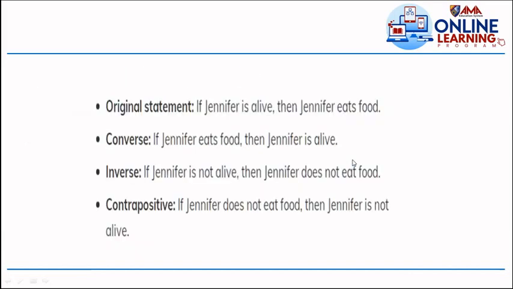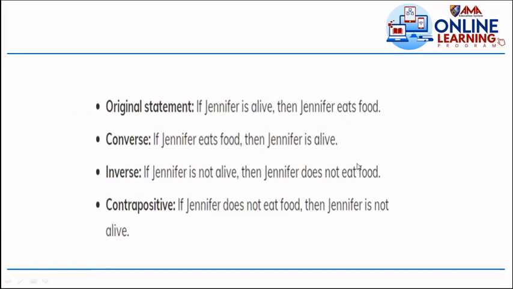Okay? To sum it up, so this is your original statement. If Jennifer is alive, then Jennifer eats food. Yung converse statement niya, ang gagawin is switching. If Jennifer eats food, then Jennifer is alive. Next, we have your inverse statement. Ang gagawin natin sa inverse, i-negate natin, walang switching. If Jennifer is not alive, then Jennifer does not eat food.